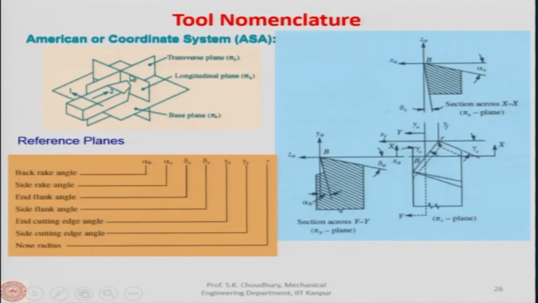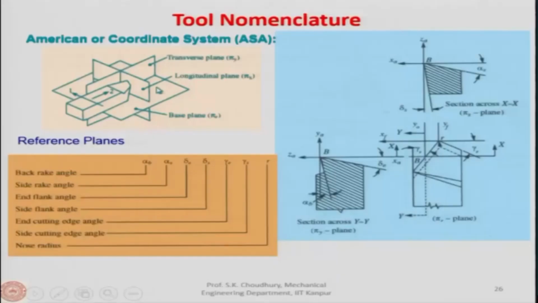And another plane perpendicular to both the base plane and the transverse plane is the longitudinal plane. Here it is given as Px. So, this Px, the longitudinal plane, is along the longitudinal feed. Longitudinal feed is the normal feed direction, along the axis of the workpiece. So, these are the three mutually perpendicular planes in which the tool angles are defined.